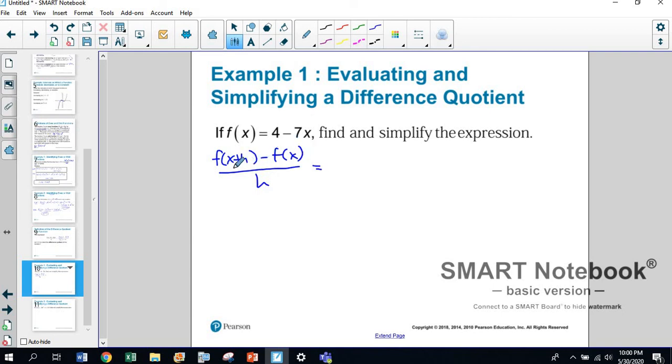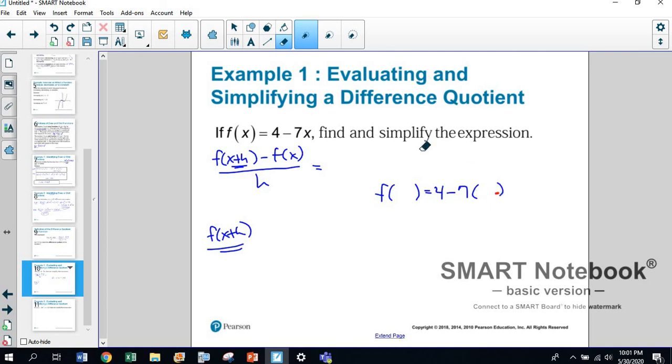And so if we plug in f of x plus h, this is the hardest part for students, and so I often do this by itself. How does f of x work? F of blank equals 4 minus 7 times blank, right? So if I put in 2 here, I'd plug a 2 in there, right? Or if I plugged in a negative 6 here, I'd plug in a negative 6 right there, right? Well, what are we plugging in here? We're plugging in x plus h.